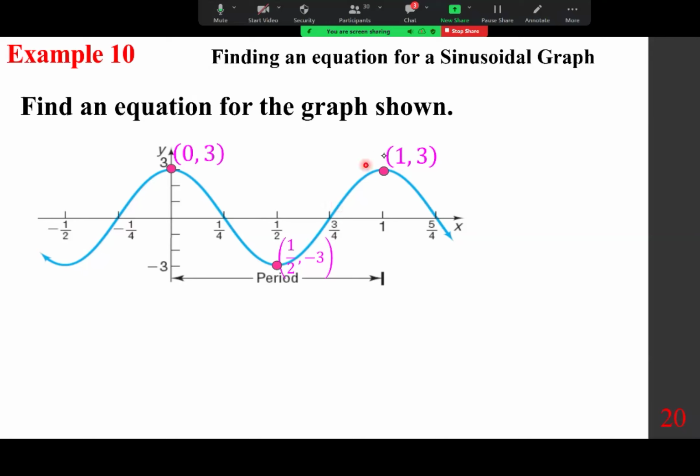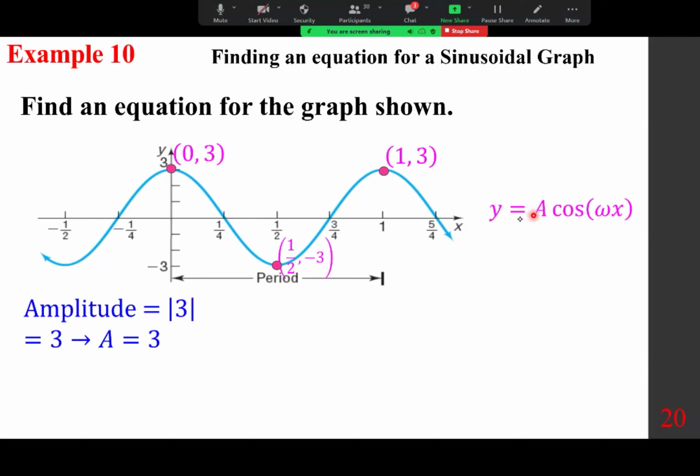This gives you that it must be a cosine function. So a cosine omega x, this looks like a cosine. Cosine has the y-intercept of (0, 1). If it's (0, 3), that means a must be 3. So amplitude is 3 because of this. So we found a.